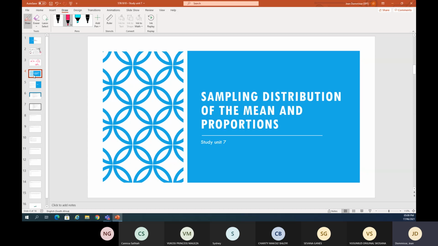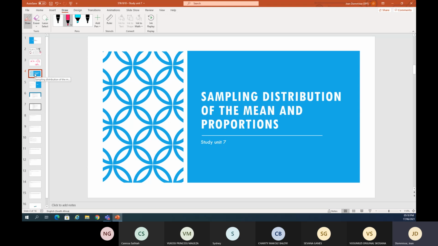With study unit 7, basically what we are now doing extra is this: study unit 6 was looking at your normal distribution, where we normally talked about the population. Now we move into sampling, so sampling of a normal distribution with a mean and proportion.